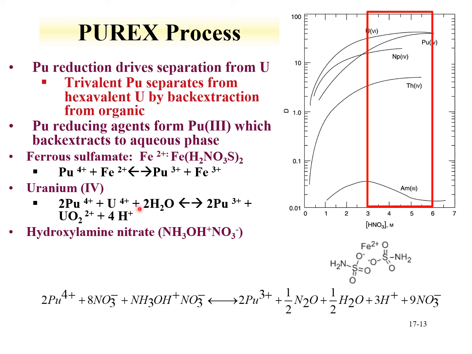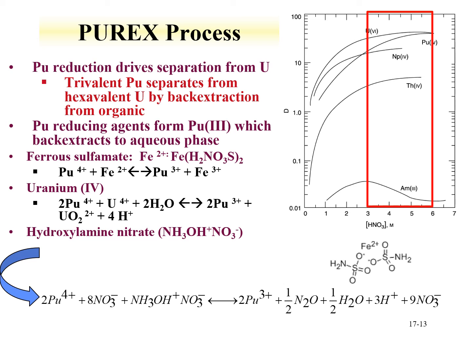Another route for performing the reduction is to use uranium-4. The reaction is shown here. Uranium-4 oxidizes to uranium-6, and reduces plutonium-4 to plutonium-3. So for every uranium that oxidizes, you get 2 plutonium atoms that reduce. Since you're also performing a separation of uranium, the addition of uranium doesn't create a separate waste stream, and it's something that is fairly manageable.